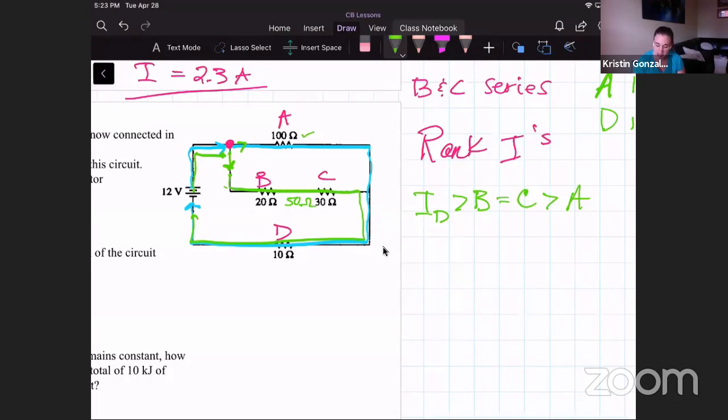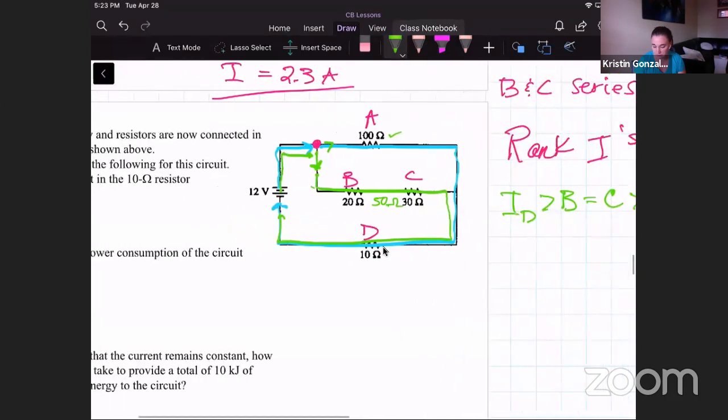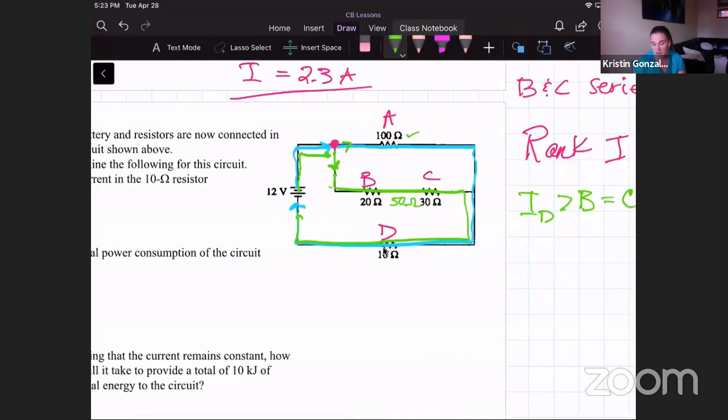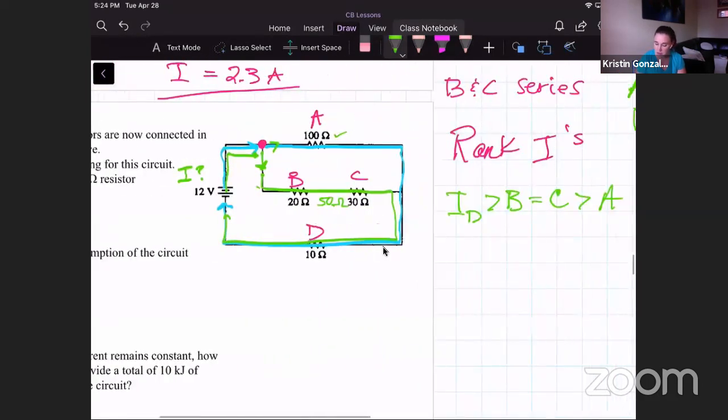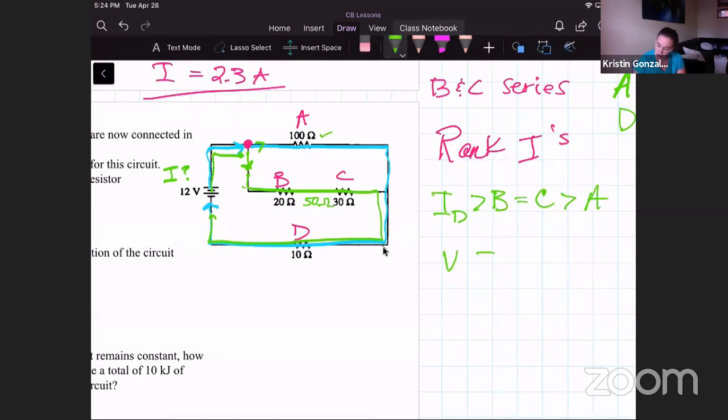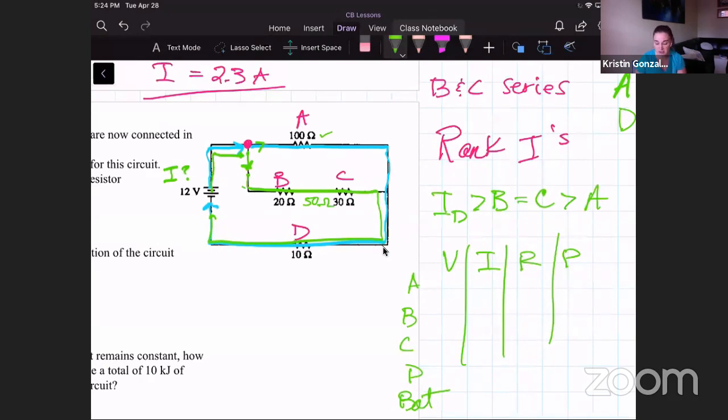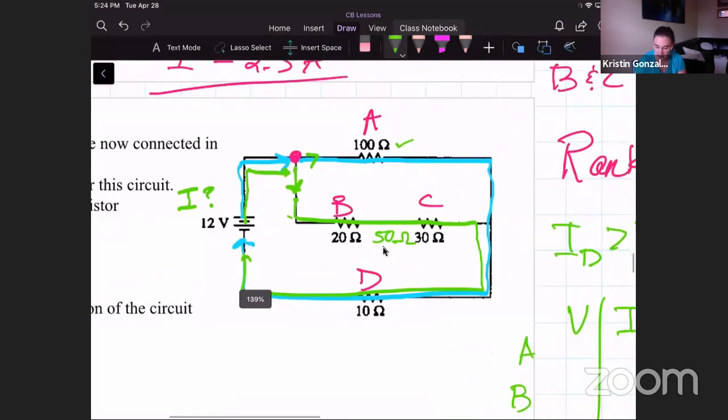Now let's see, how would we find the current going through D? Well, since it's in series with the battery, let's find the current coming from the battery. What do we need to know for that? I want to know the I through the battery. What do we need to do? Roger showed us the other night that diagram where you could make a table of the voltage, current, resistance, and power. If that's easier for you, you can do that. I like to draw everything right on my circuit, so that's what I am going to do here.